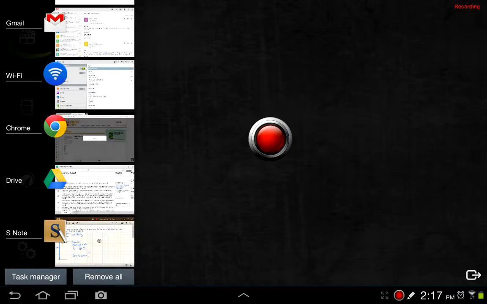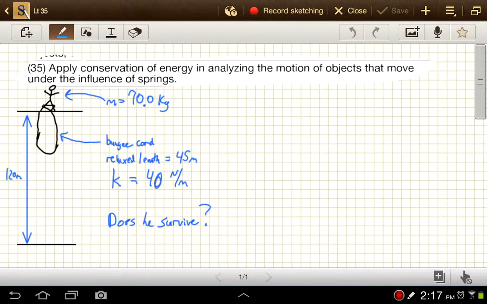We've got some more conservation of energy in this problem. Now we're specifying that we're looking at things that move under the influence of springs, or at least stretchy things. For this one, we're going to look at a bungee jumping problem.